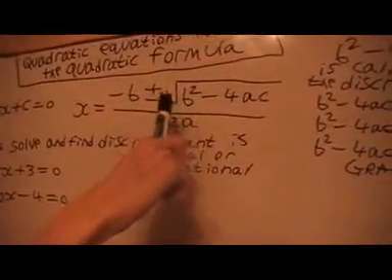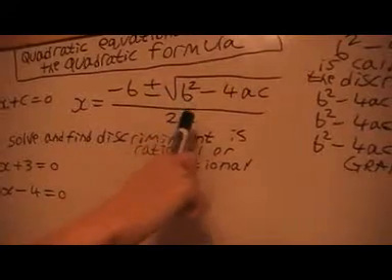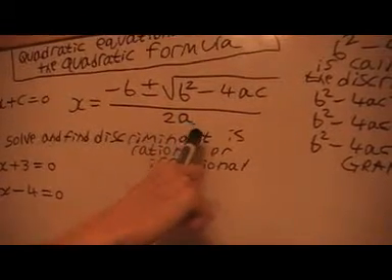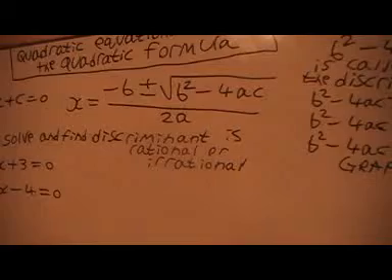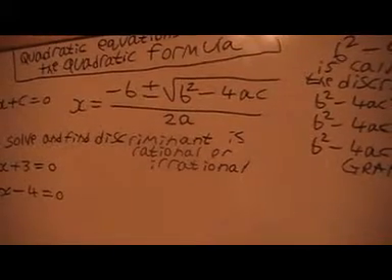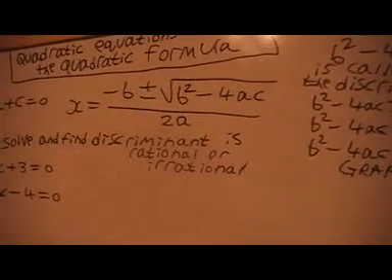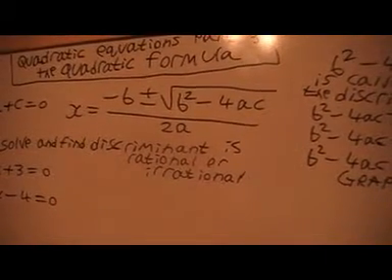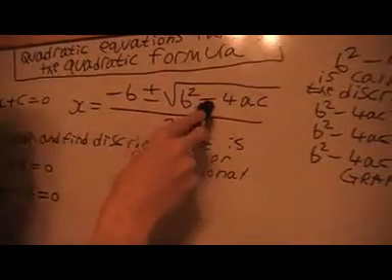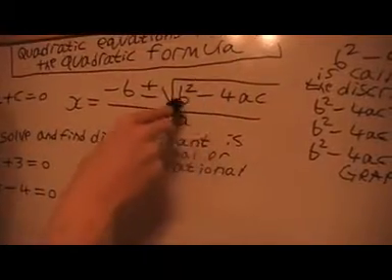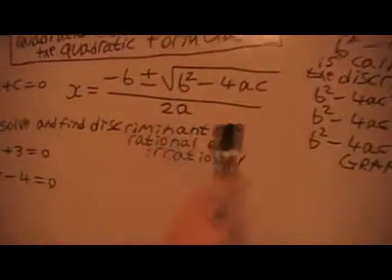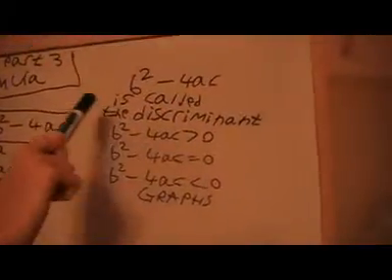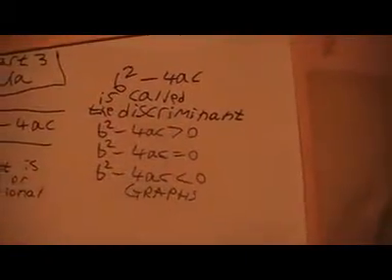I'm not going to prove it in this video, but if you want to see the proof, look in the video responses at the bottom. I'm going to post that there for people who want to see the proof. And this part here has a special name. This part under the square root, this b squared minus 4ac, is called the discriminant.